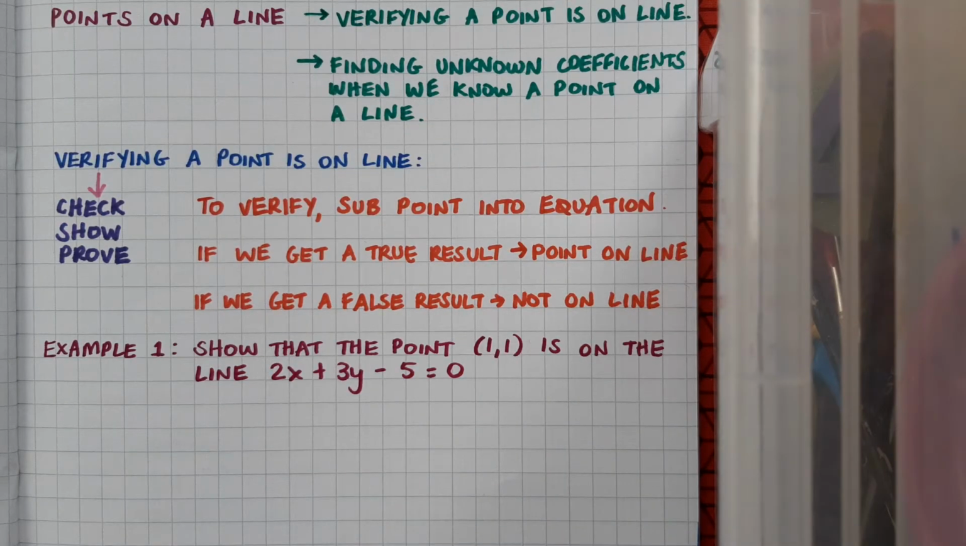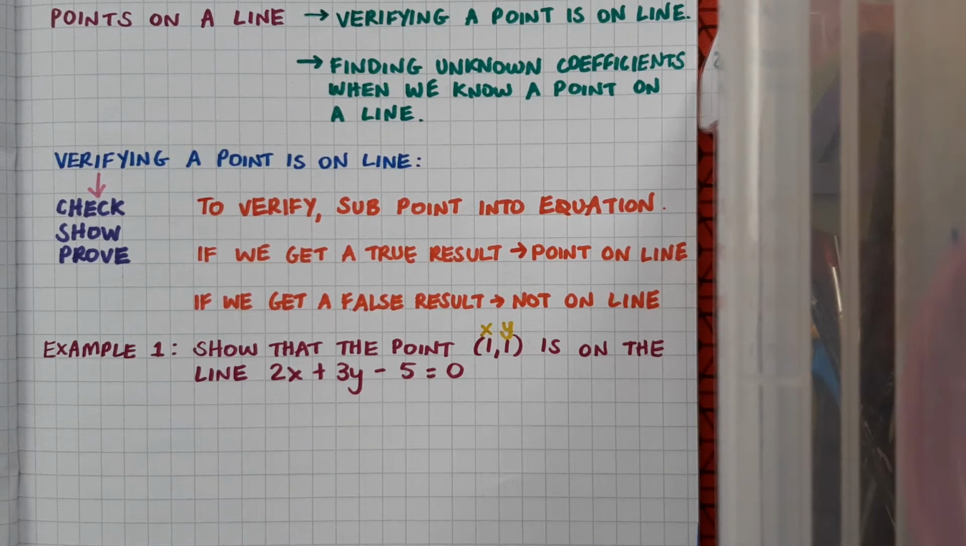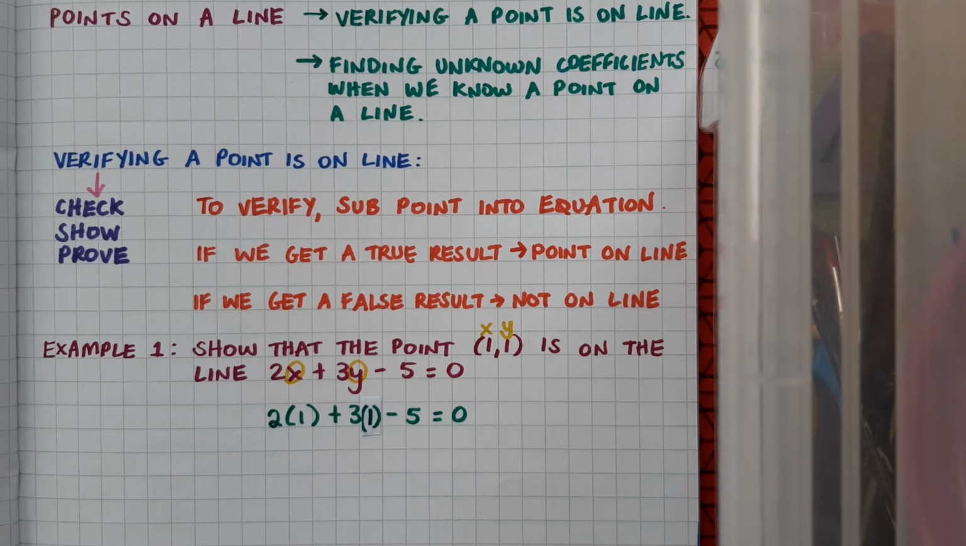So our example is to show that the point (1, 1) is on the line 2x + 3y - 5 = 0. So first I want to sub the point into the equation. Remember that our point is made up of an x value and a y value. So I'll be using those to replace the x and the y in the equation. So that'll give me 2 times 1 plus 3 times 1 minus 5 equals 0. And then I'm going to work that out.